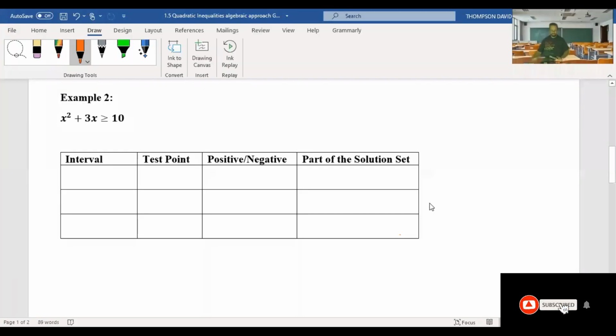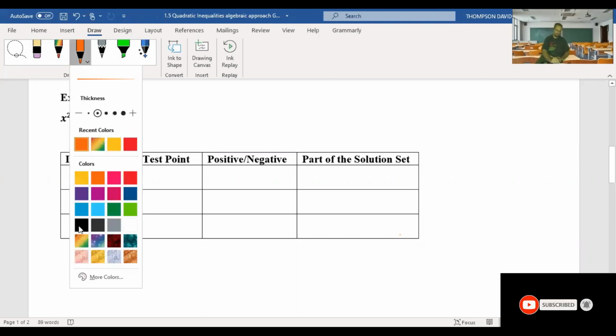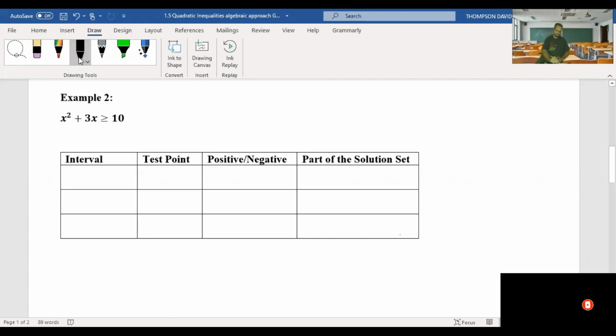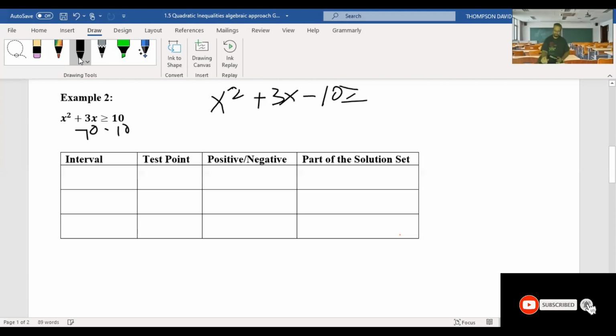Example 2. We're going to solve this also algebraically. We have x squared plus 3x is greater than or equal to 10. The first thing we have to do is move this 10 to the other side, so subtract 10 from both sides. So I have x squared plus 3x minus 10 is greater than or equal to 0.